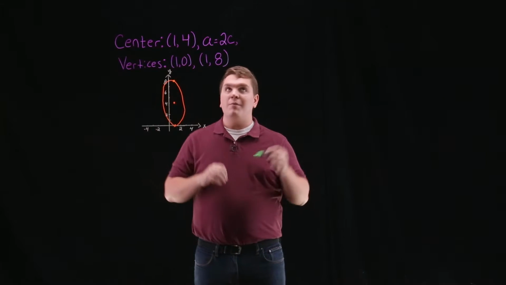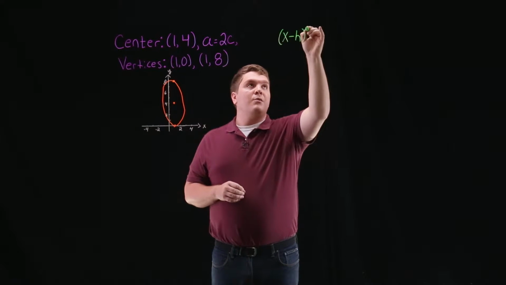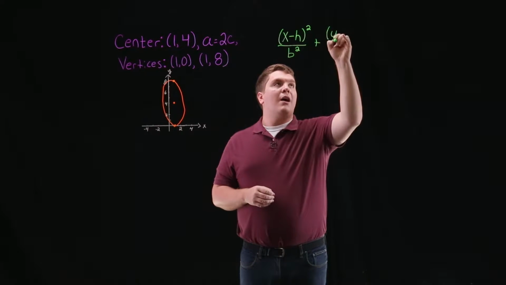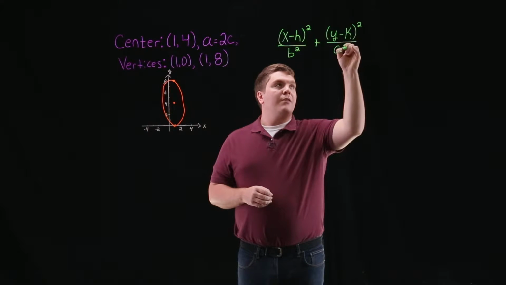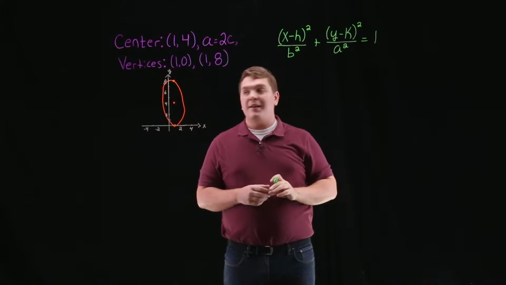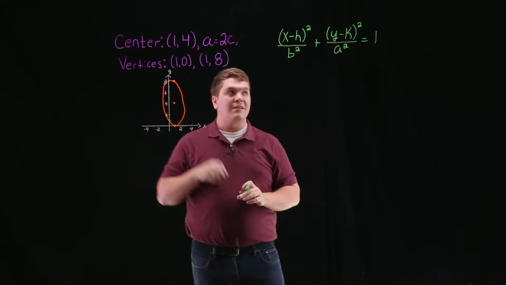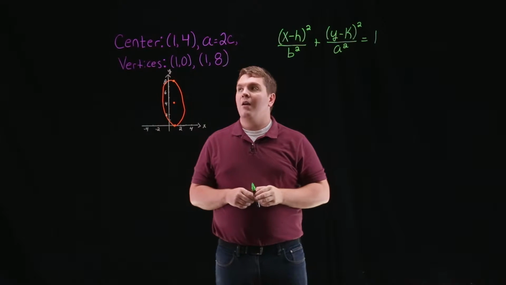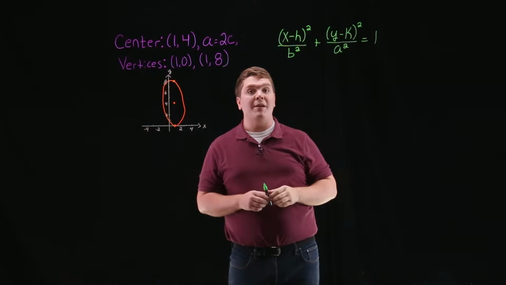All right, so since our ellipse is going to be vertical, the equation that we're going to want to use is (x minus h) quantity squared over b squared, plus (y minus k) quantity squared over a squared, is equal to 1. The reason that we're using this equation is that the major axis of our ellipse is the vertical axis. So that's why we're associating a with our y terms. Our goal here then is to find h, k, a, and b.